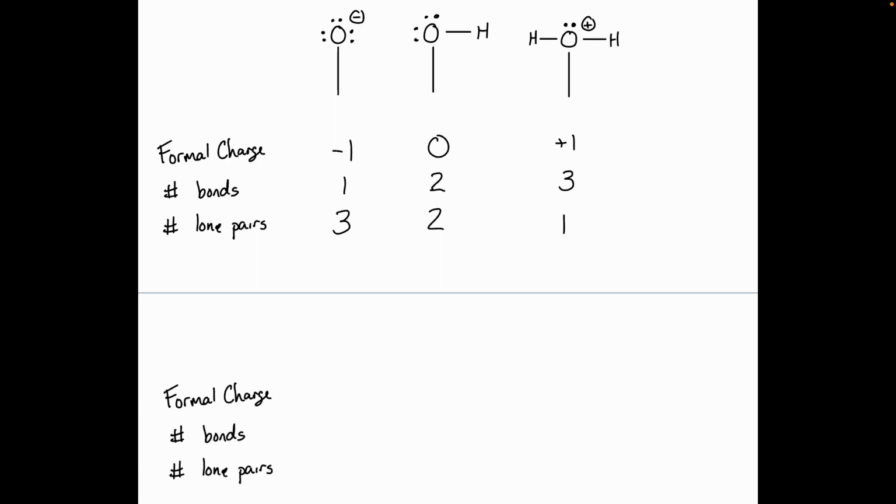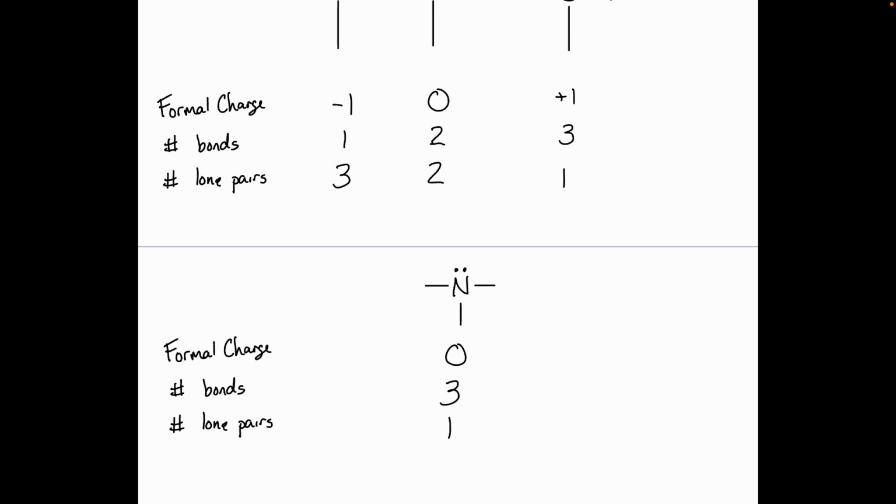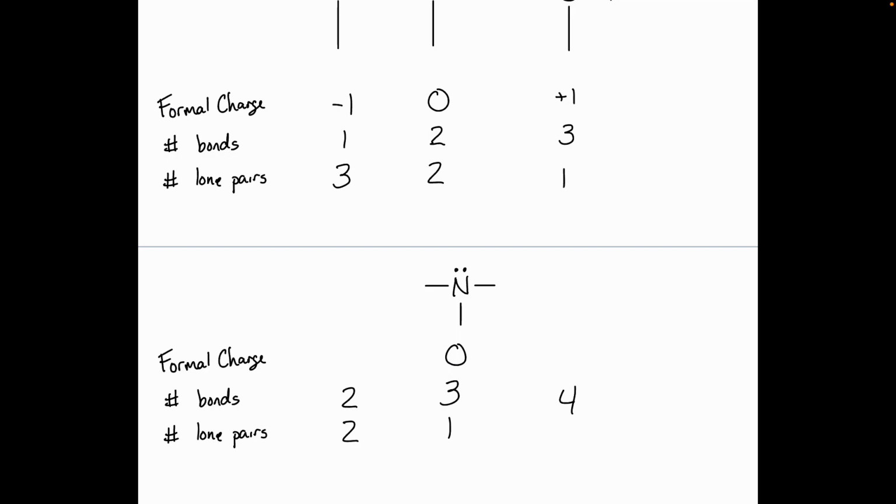All right, so let's do nitrogen. I want you guys to fill this in on your own here. First of all, we said that nitrogen likes to have 3 bonds and 1 lone pair. So when we say likes to have, that means that if it has 3 bonds and 1 lone pair, its formal charge would be 0. So I want you to tell me what would happen if we decreased the number of bonds and increased the number of lone pairs, or increased the number of bonds and decreased the number of lone pairs. Everybody take a second to fill out this chart here for our nitrogen formal charges.